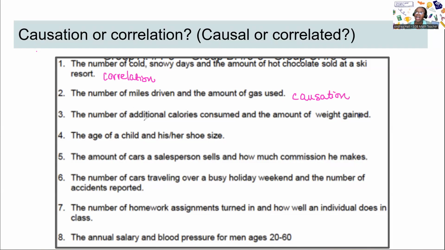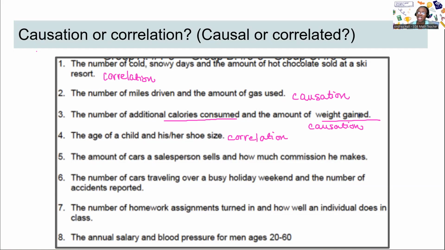The number of additional calories consumed and amount of weight gained. Well, if you consume more calories, you're going to gain more weight. There's definitely a causation there. I'm working on it. That's Mrs. Hall's New Year's resolution. The age of a child and his or her shoe size. That might be a correlation, but definitely not a causation, because after a while your shoe size doesn't keep growing and you still keep getting older.